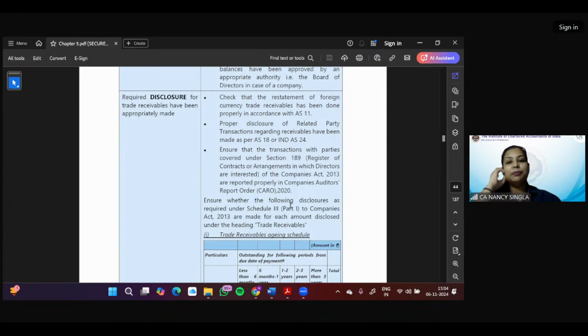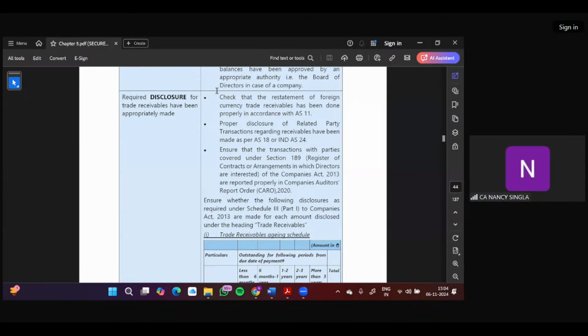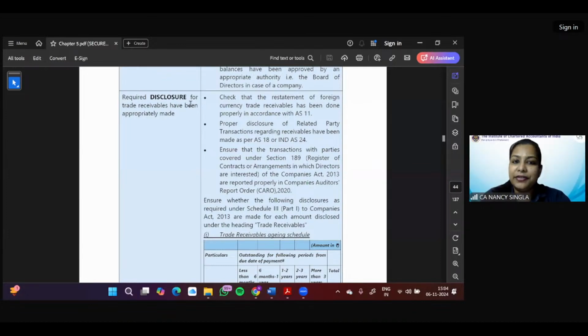With respect to disclosure, first of all, the auditor will see whether there are any trade receivables which are in foreign currency, in forex. The same should be restated as per AS 11. What is AS 11? It is the effect of changes in foreign exchange rates. So check that the restatement of foreign currency trade receivables has been done in accordance with AS 11.